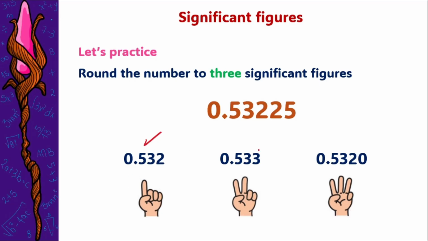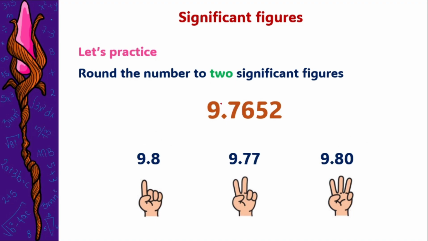Exactly, this one. This one is incorrect because the next digit is 2. So this one should stay at 2. And this one is incorrect because remember, in this case, we would have 4 significant figures and we just need 3. How about this one? 9.7652 to 2 significant figures.